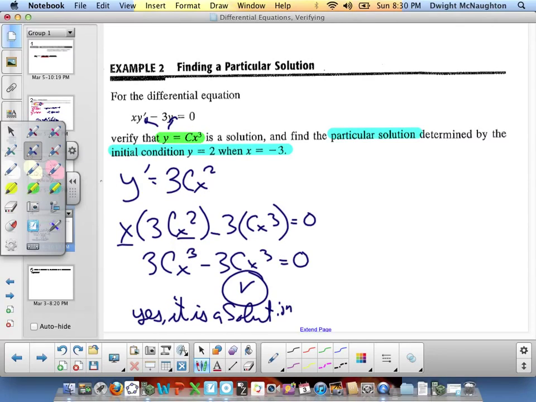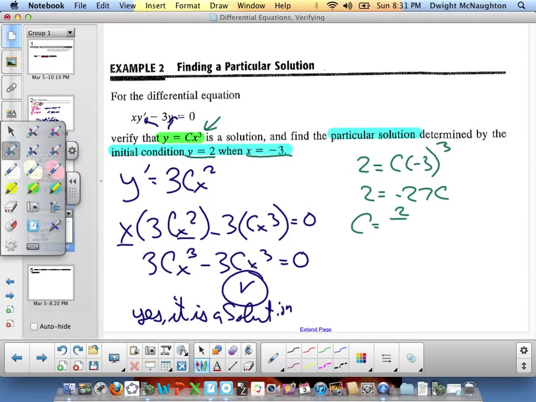The next thing we're going to do is find the particular solution by plugging in the points. The initial condition is y equals 2 and x equals negative 3. So take that and put it into our general solution and solve. 2 equals c times negative 3 cubed. Negative 3 cubed is negative 27, so c equals 2 over negative 27. So our particular solution, now that we know c, is y equals negative 2/27 x cubed.